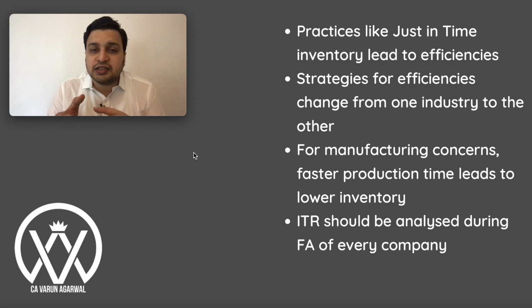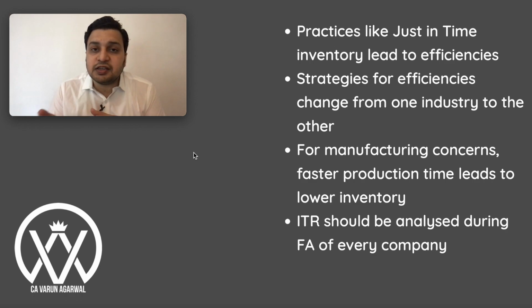For a manufacturing concern, the amount of time it takes to manufacture a product decides how much inventory the company has to keep in stock. Suppose the company is taking about 3 months to manufacture a particular product. For the next batch to get manufactured, it will take another 3 months. So they have to keep in stock inventory worth 3 months.